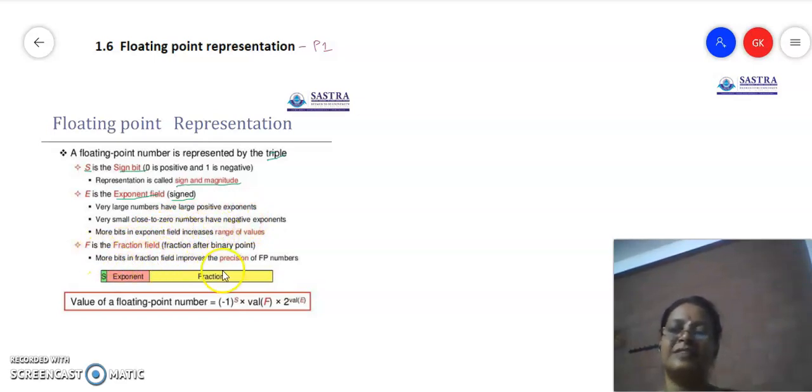Now f is the third component, which is nothing but the fraction field, and whatever we have after the binary point is going to be called the fraction field, and the number of bits in the fraction field is going to be decided by the precision.